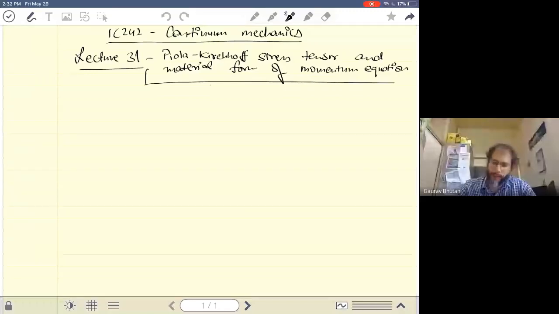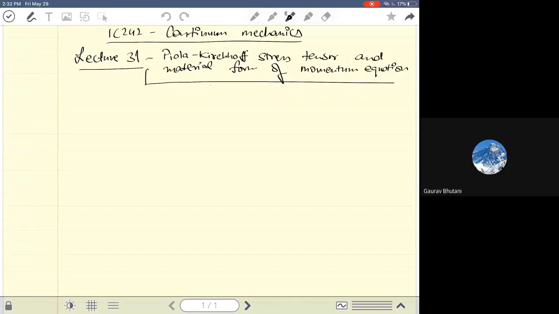Now, just to clarify, Piola-Kirchhoff stress tensors are a new concept, different from what we have learned about the Cauchy stress tensor, sigma ij. So sigma ij is not the only stress tensor that's available to us. That is what we learn today.